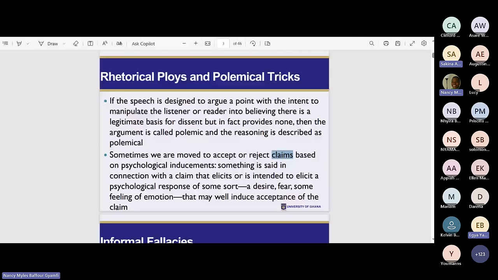Okay. Good morning. Rhetorical ploys and polemical rhetorical tricks. If the speech is designed to argue a point with the intent to manipulate the listener or the reader into believing there's a legitimate basis for dissent, but in fact provides none, then the argument is called polemic and the reasoning is described as polemical. Sometimes we are moved to accept or reject claims based on psychological inducements. Something is said in connection with a claim that elicits or is intended to elicit a psychological response of some sort, a desire, fear, some feeling of emotion that may well induce acceptance of the claim.